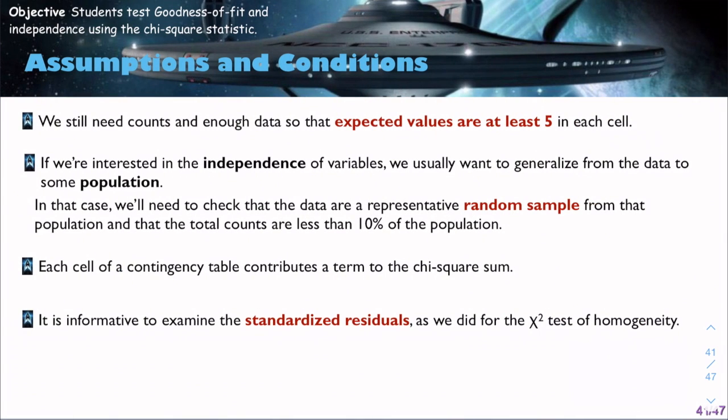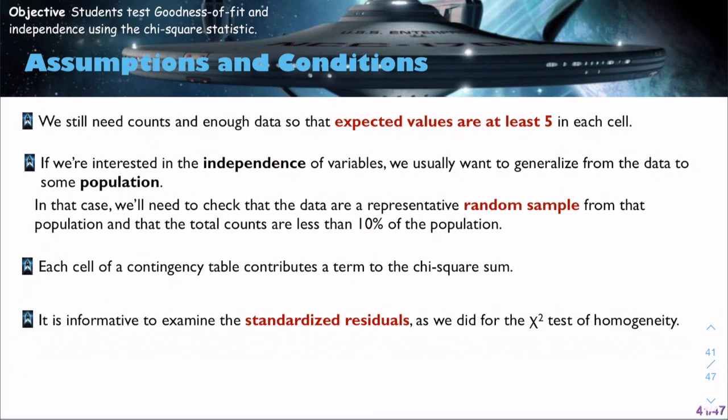Now, as always, we look at our assumptions and conditions. We still need the counts and enough data so that the expected values are at least 5 in each cell. If we're interested in the independence of variables, we usually want to generalize from the data to some population, which does mean that we need to check for randomization. So in that case, we'll need to check that the data are a representative random sample from the population and that the total counts are less than 10%. Remember, when you have to check these, it's because you're looking to generalize.